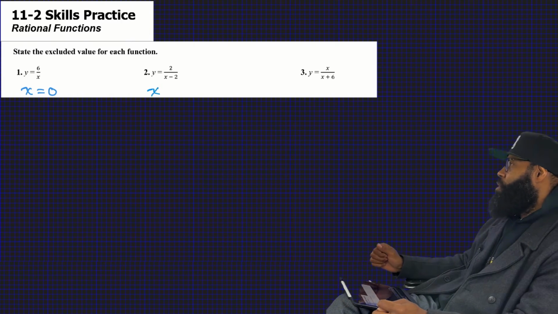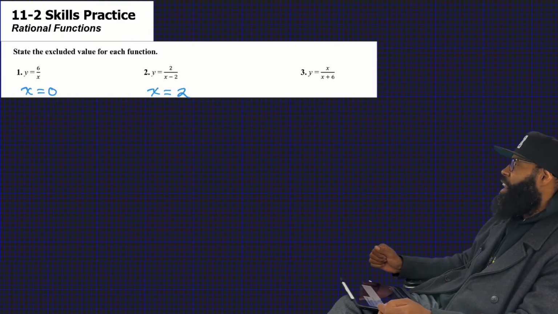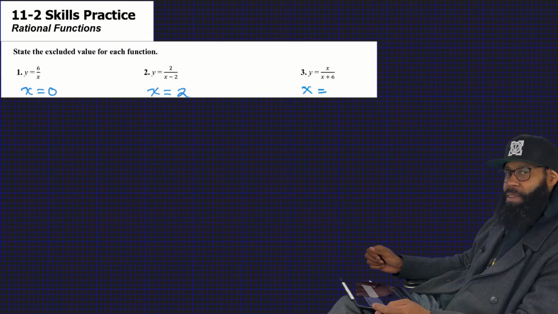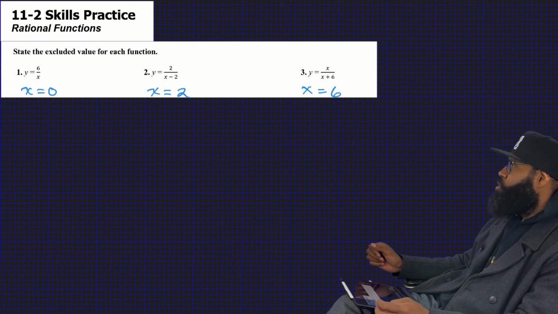X cannot equal 0. That is what is excluded. Meaning X can't be 0 because you can't have 0 in your denominator. For number 2, it is 2. And for number 3, it is -6.